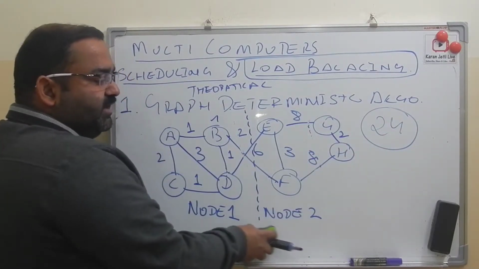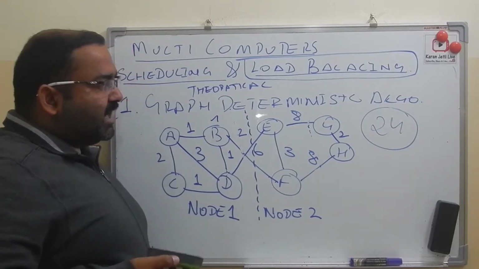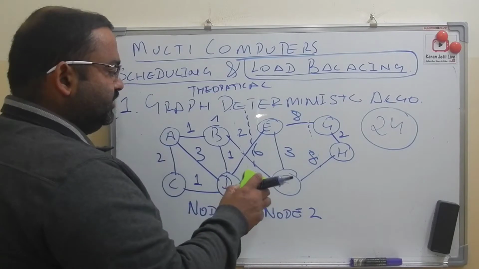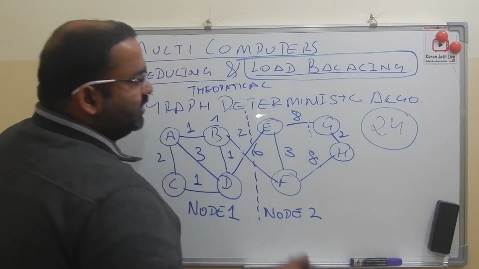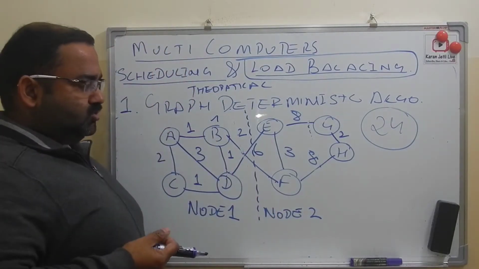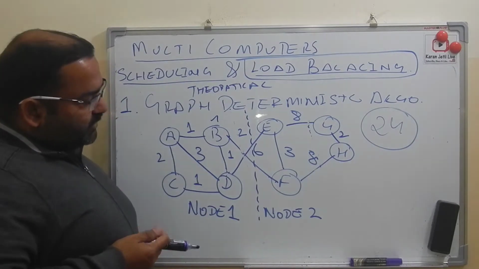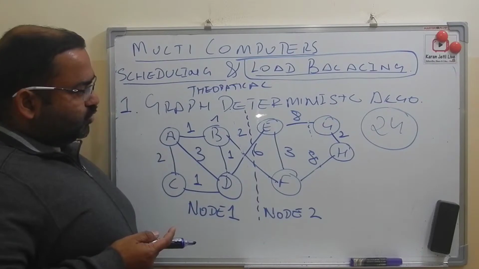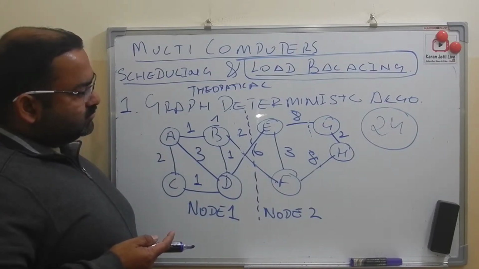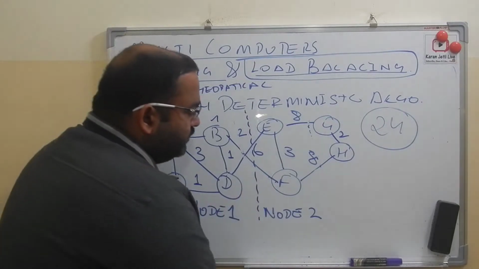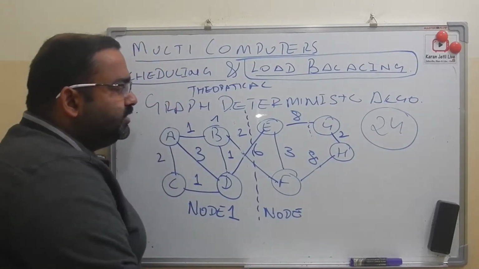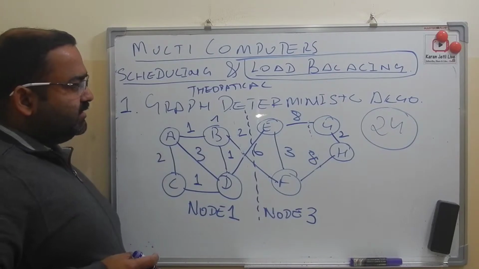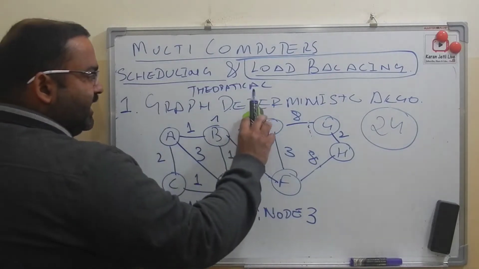But since we cannot allow a third node to sit idle, we will do some other type of allocation. So now we need to include node 3 also. What is the best way we can do? So what we can do is, we can put all these processes at node 3.